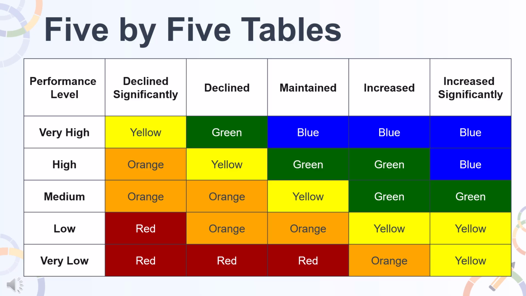For example, McDosh Junior High School has an LP status level of high and a change level of increased. The intersection of the high LP status level and the increased change level is the performance color green. Now back to Irit for frequently asked questions.